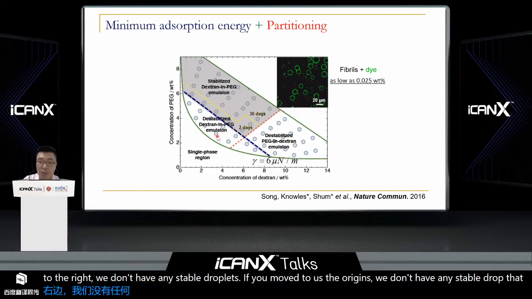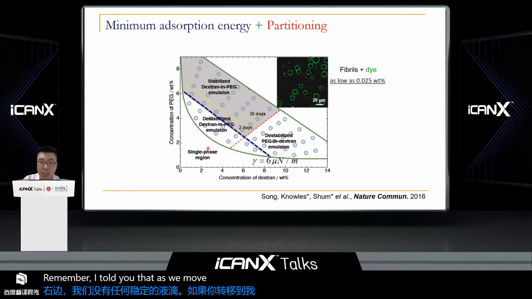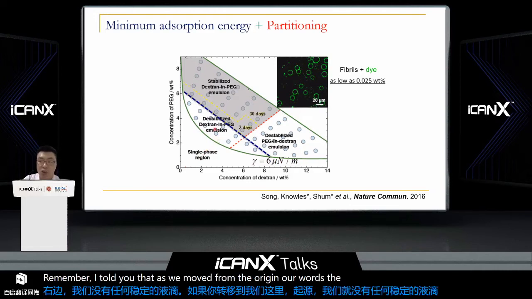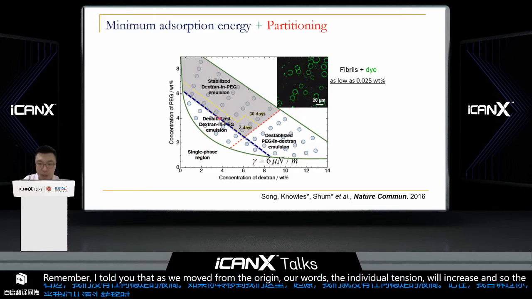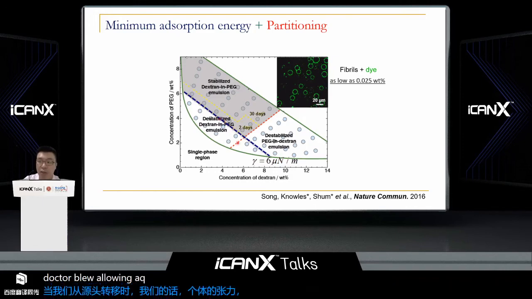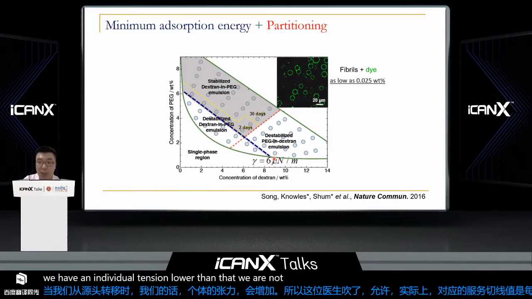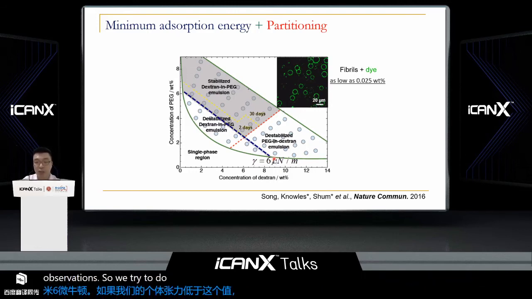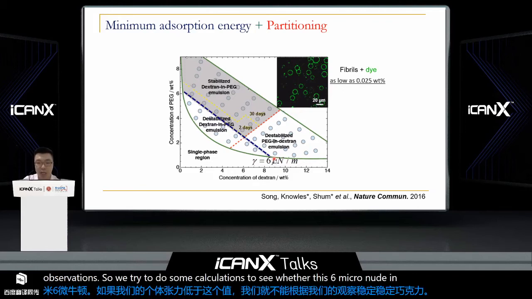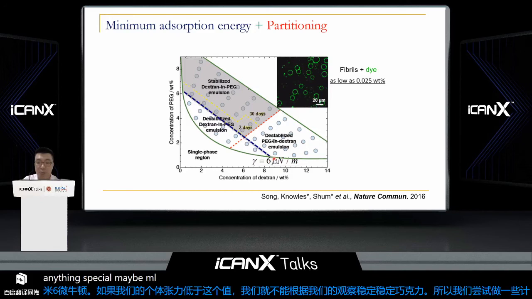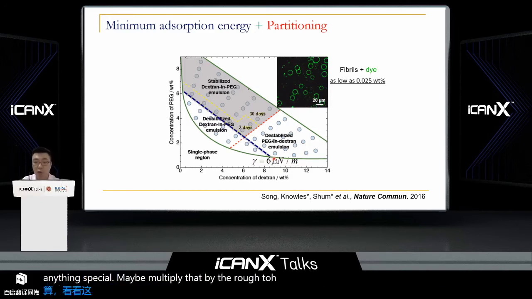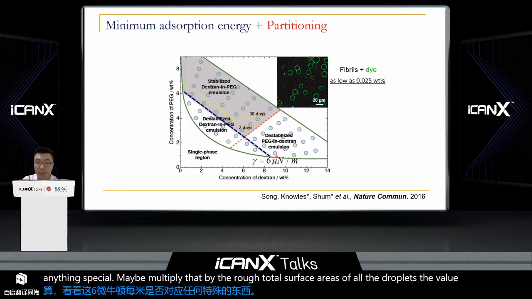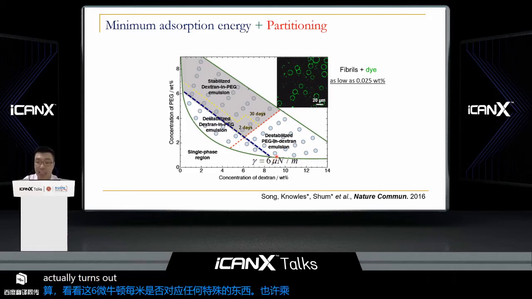Remember, I told you that as we move from the origin outwards, the interfacial tension will increase. And so this dotted blue line actually corresponds to an interfacial tension value of about 6 micronewton per meter. And if we have an interfacial tension lower than that, we are not able to stabilize the droplets based on our observations. So we tried to do some calculations to see whether this 6 micronewton per meter corresponds to anything special. When we multiply that by the rough total surface area of all the droplets, the value of the energy actually turns out to be roughly equal to kT, the thermal fluctuation.